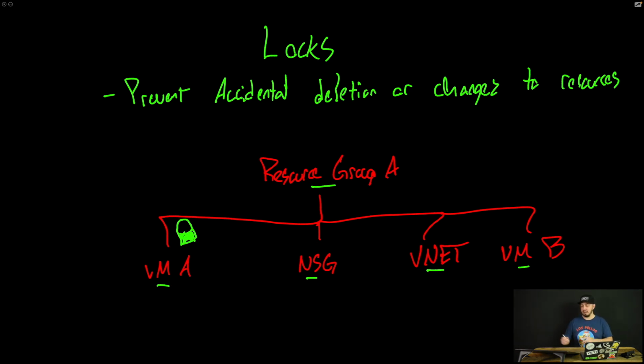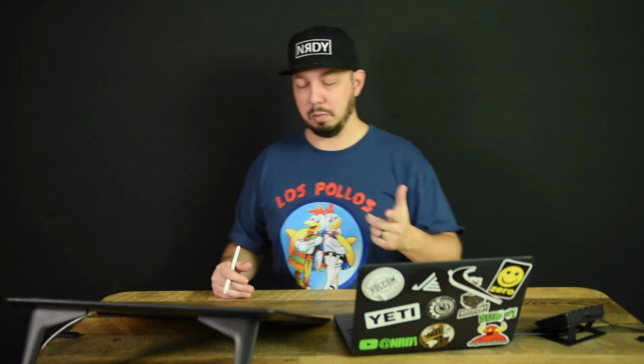What this means is that if I come along and I'm not really thinking, and I hit delete and try to delete VM A, that's not going to happen. It will deny it because there's a lock that is applied. And by the way, that's even if I applied the lock, it's not going to work. I have to remove the lock before I can proceed with deleting it or changing it, depending on the type of lock. And we'll talk about that too.